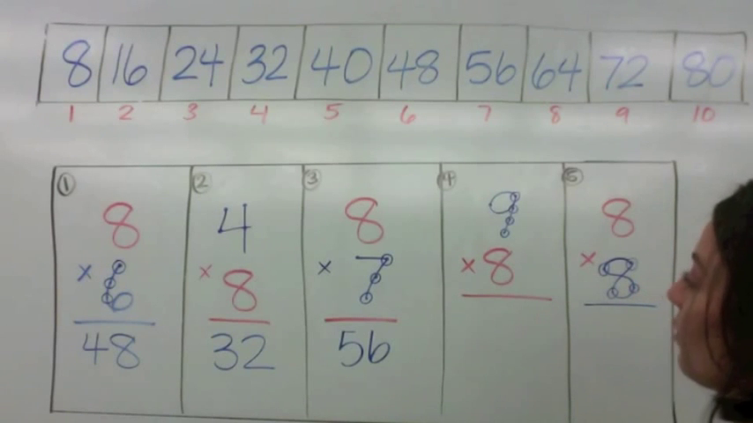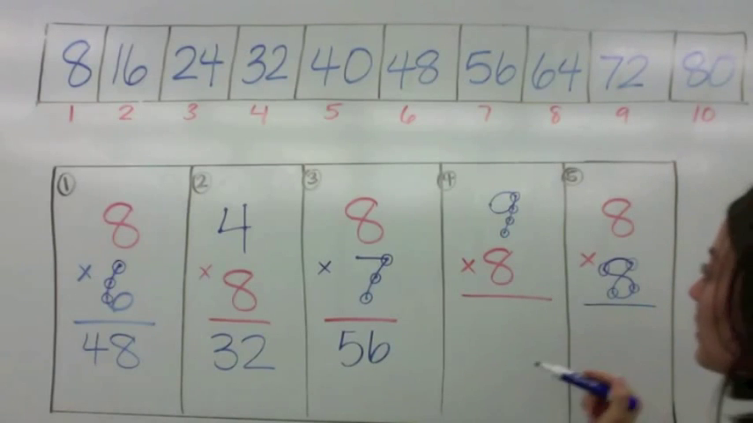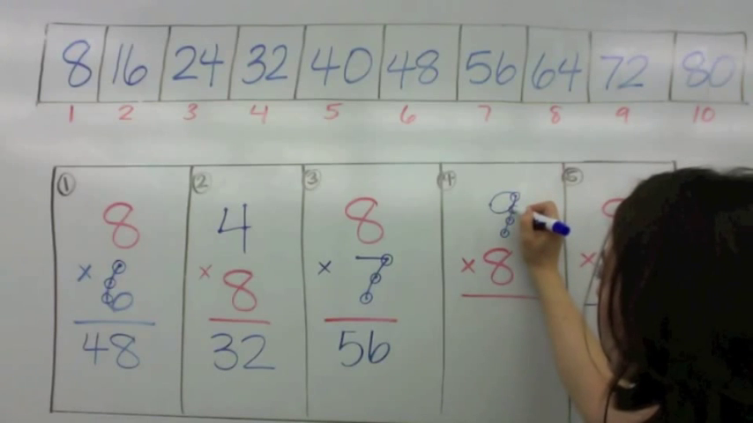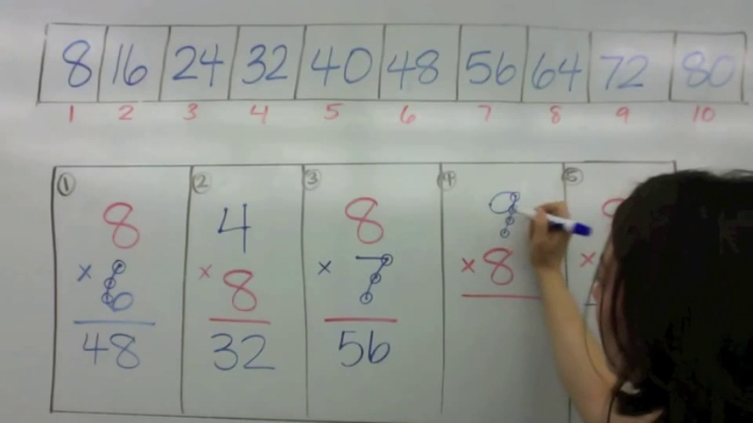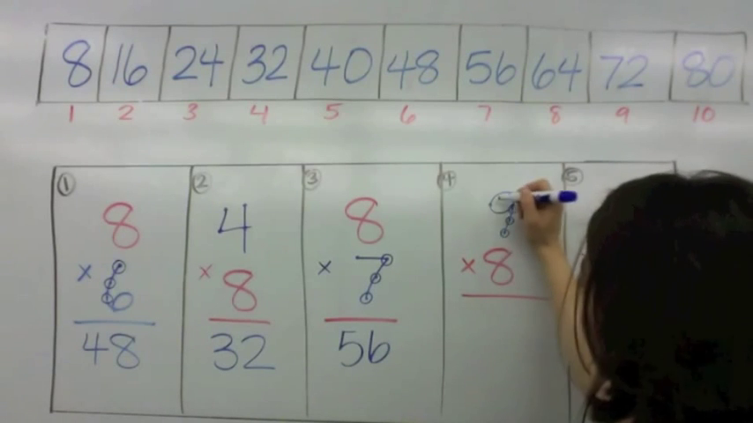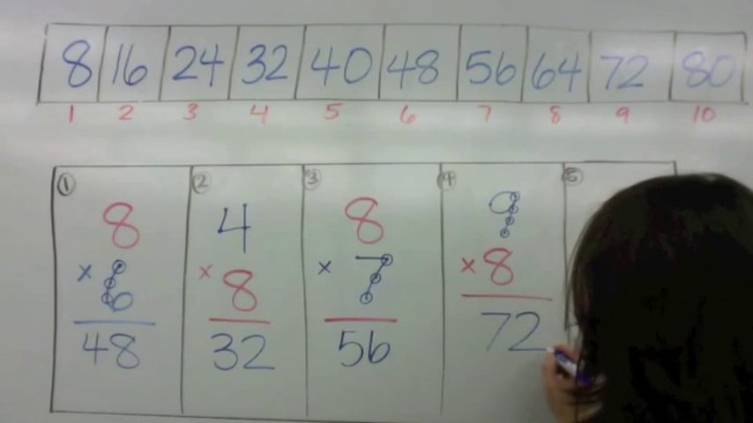So let's skip count. If we went to 9, where would we be? If we went to 9, we'd be at 72, and that's the answer. But let's skip count to get there. 8, 16, 24, 32, 40, 48, 56, 64, 72. What's 9 times 8? 9 times 8 is 72.